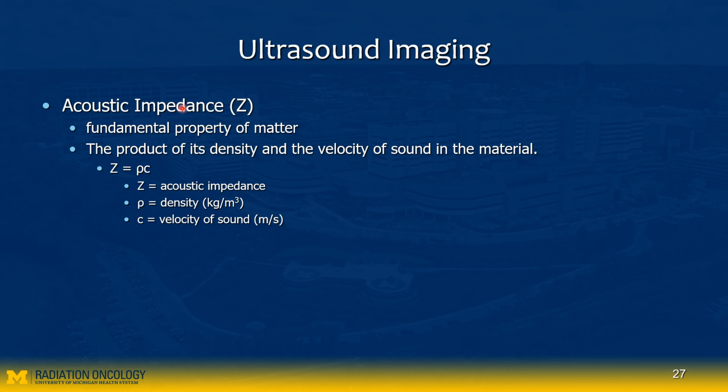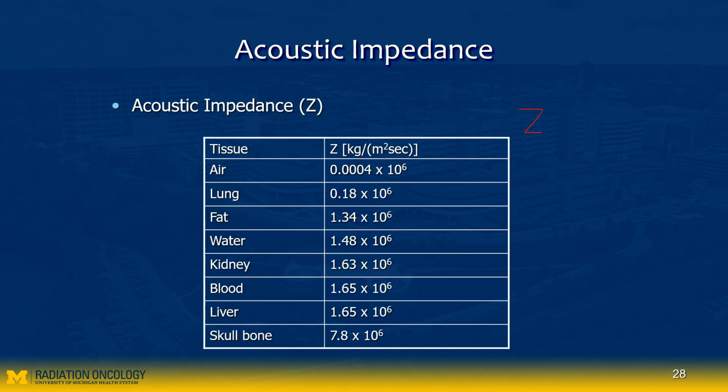So we want to define this material-specific property of acoustic impedance, Z. It is a fundamental property of the matter. So let's define Z as this: rho times C. Acoustic impedance is defined as the density of that material times the velocity of sound. So again, Z equals density times velocity of sound.